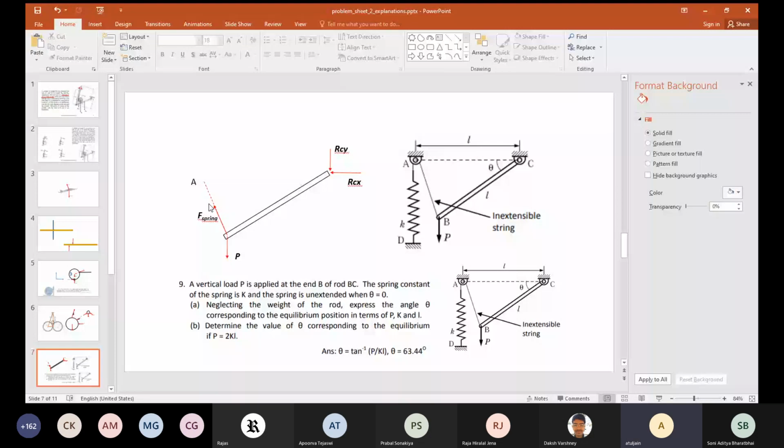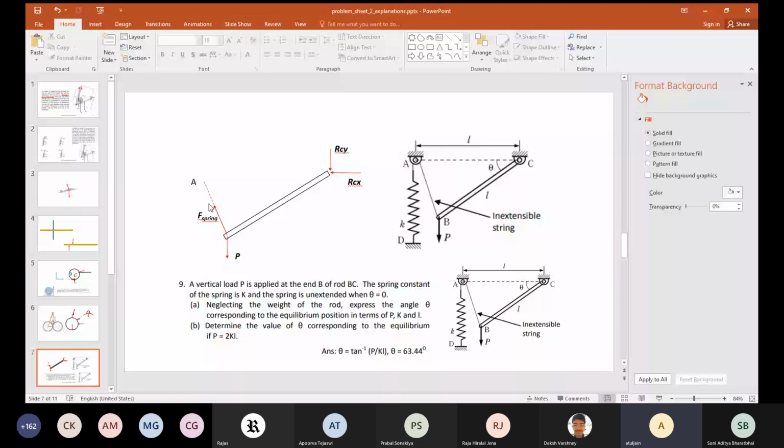So now the open question in this problem is how do we find out the value of F spring? F spring is equal to what? Cosine rule. No, but we don't know the value of F spring. F spring will be 2KL sin theta by 2, because the spring has initial length and final length. Let us go step by step.